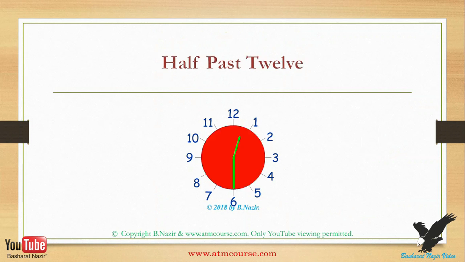This clock is reading half past 12, because the big hand is pointing to six and the small hand is halfway between 12 and 1. Now you say, half past 12.